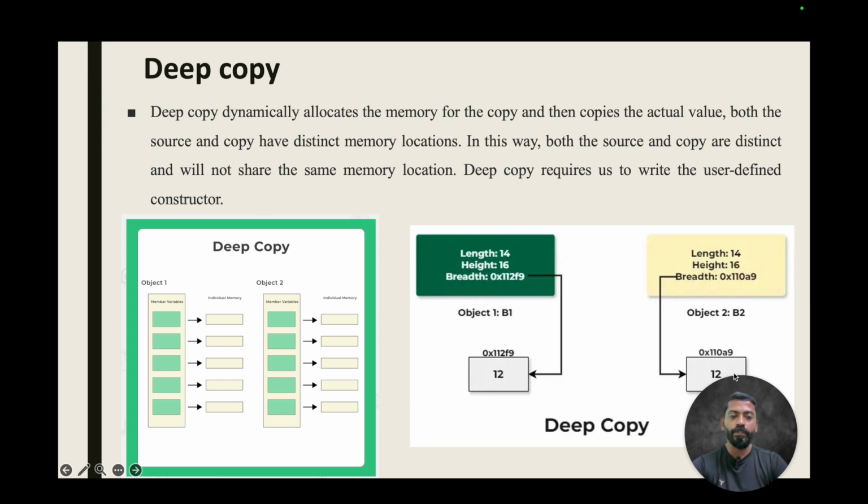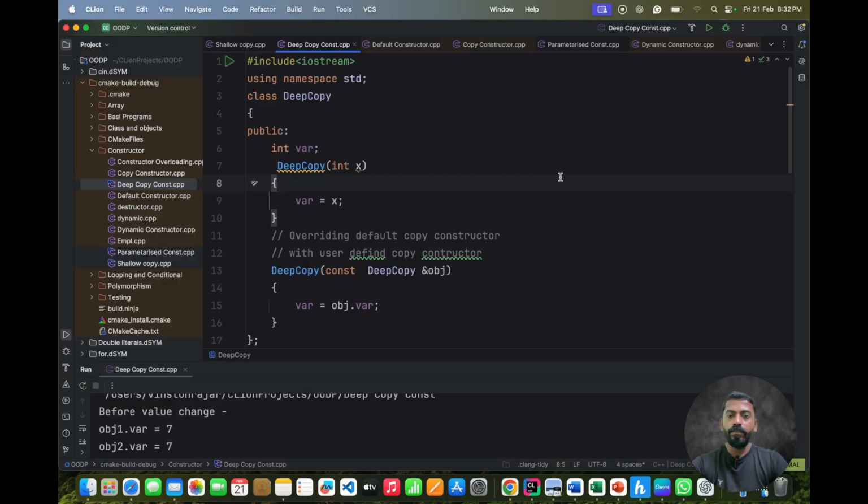So both copies are present in different memory locations, which is called a distinct memory location. If I change b1 to 12, that will not affect b2, which is 12. Why? Because both are sharing distinct memory locations. This is an example of a deep copy.